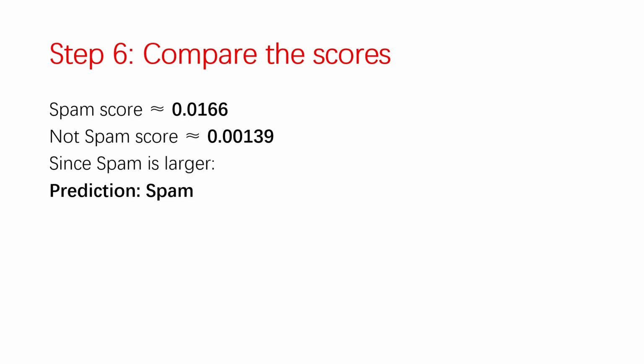So what did we learn? Naive Bayes takes prior knowledge, word frequencies, and probability rules, and turns them into a simple but powerful decision. Even with a small dataset, it can make accurate predictions.